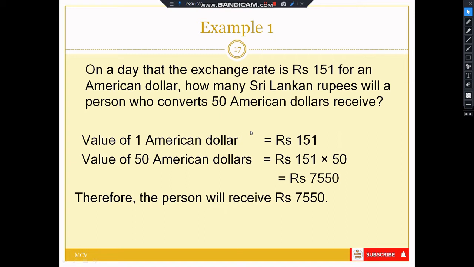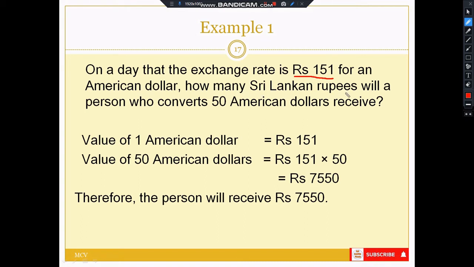We refer to that table, but those values are different when we compare to today. But when we solve problems in the exercise, we refer to that table. According to that table, the exchange rate is 151 for an American dollar. That means 1 American dollar is equal to 151 rupees.